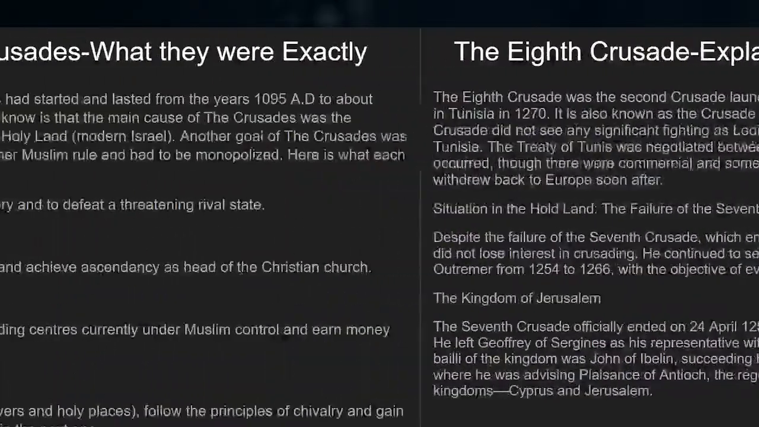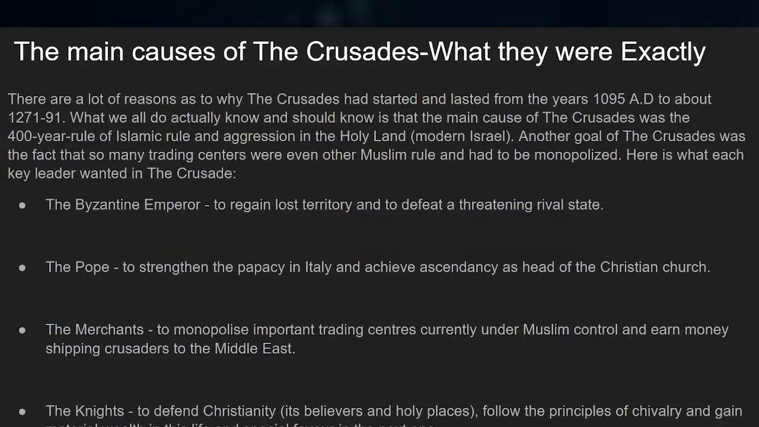All right, let's go to the next slide, please. Here are the causes of the Crusades and what they were exactly. There are a lot of reasons why the Crusades had started and lasted from the years 1095 AD to about 1270 to 1291 AD. What we all do exactly know and we should know is that the main cause of the Crusades was the 400-year rule of Islamic rule and aggression in the Holy Land, which is now modern-day Israel. Another goal of the Crusades was the fact that so many trading centers were even under Muslim rule and had to be monopolized.